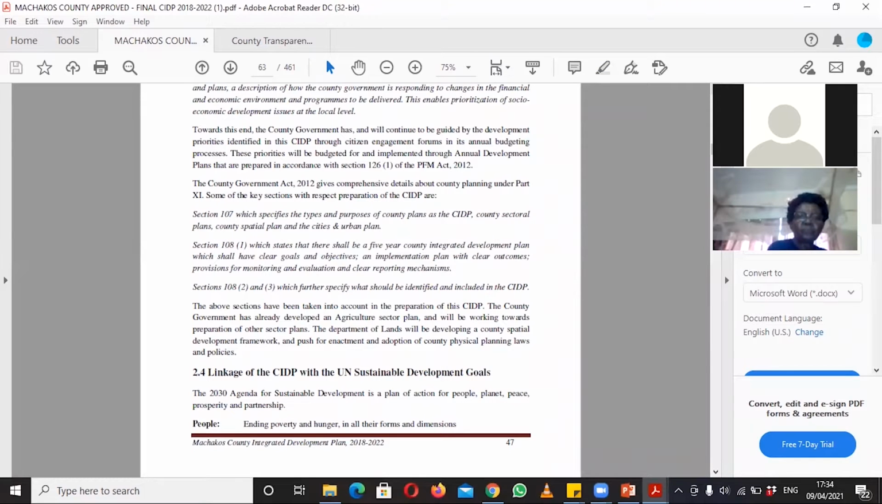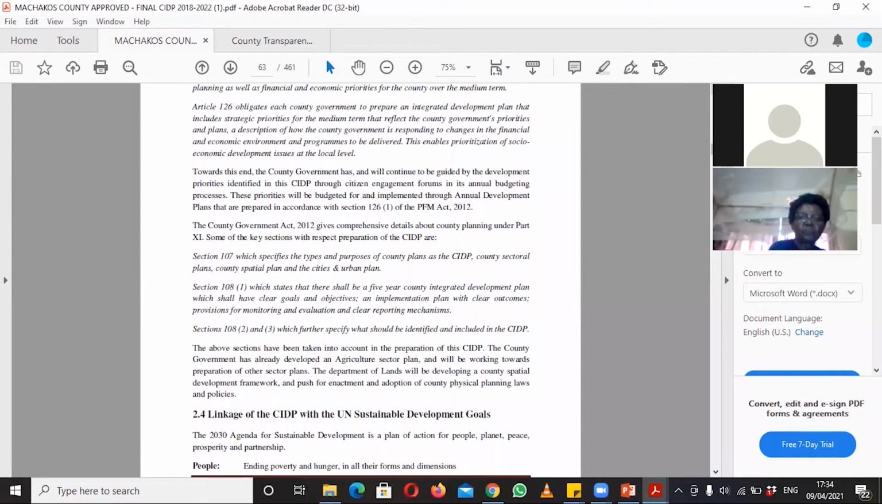Welcome on board, Felix. We are learning about the County Integrated Development Plan. I am taking you through an overview. With regards to details, we'll learn as we move forward.